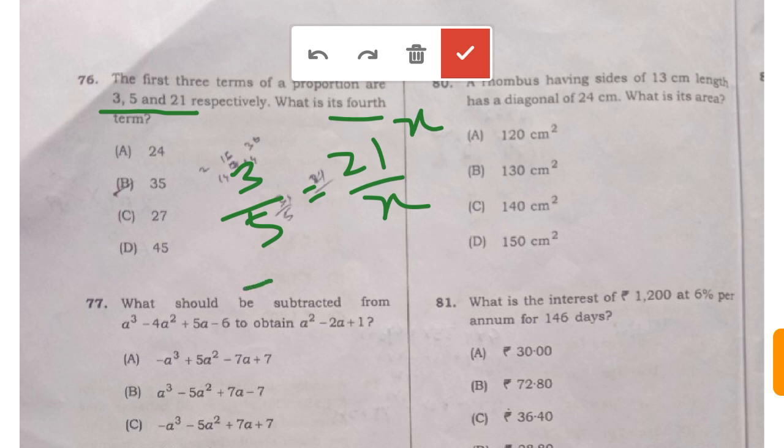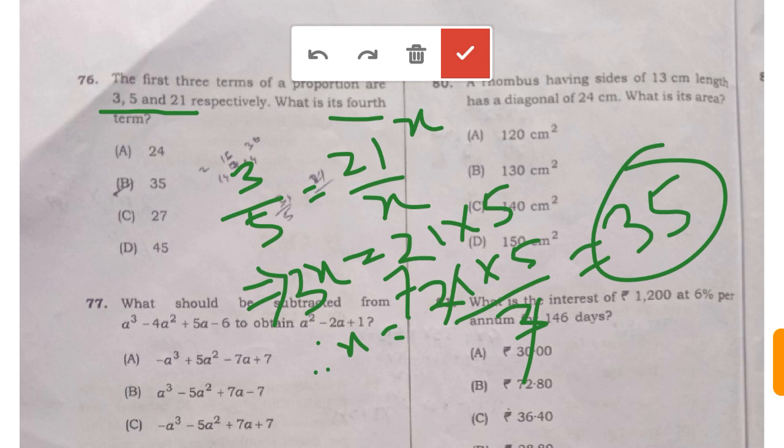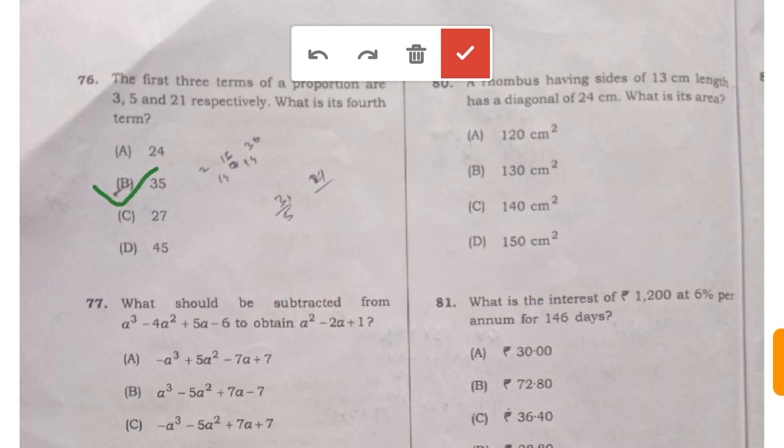Now by cross multiplication we can find out the answer easily. 3 times x is equal to 21 into 5. Therefore x is equal to 21 into 5 by 3. This is 7, so 7 into 5, 35 is the correct answer. Option B.